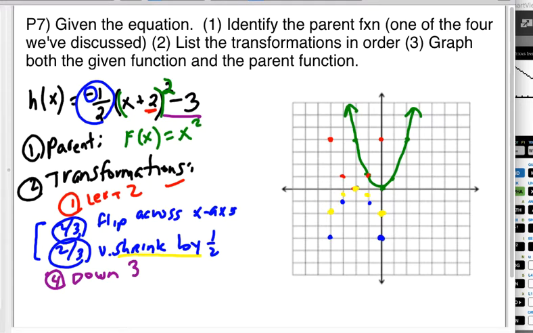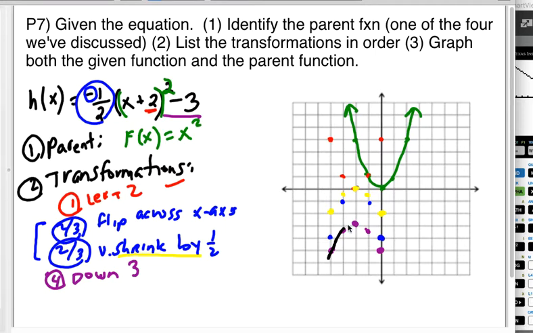And then the last thing I'm going to do with those yellow dots is take them all down 3. So this starts at 0, it's going to go down to -3. This was -0.5, so it'll be -3.5 for both of those. This was -2, so it's going to end up being at -5. And those purple dots are going to be my parabola that I'm going to go ahead and graph in black.